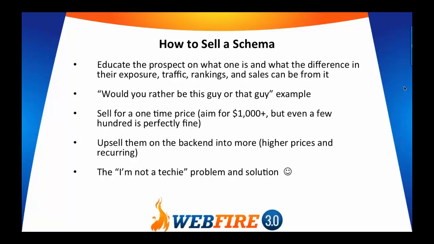Usually for a schema, you'd sell for a one-time price. I would personally aim for 1,000 plus, but even a few hundred is perfectly fine, because it can get your foot in the door, and again, you can sell additional stuff. You can also upsell them on the back end into more. What I mean by this is higher prices as well as recurring, because there's plenty of services that you can do where for 1,000 a month, you'd be a steal of a deal. For 2,000 a month, you'd be a steal of a deal. And in that case, you get just a couple or a few clients, you can have a full-time income.